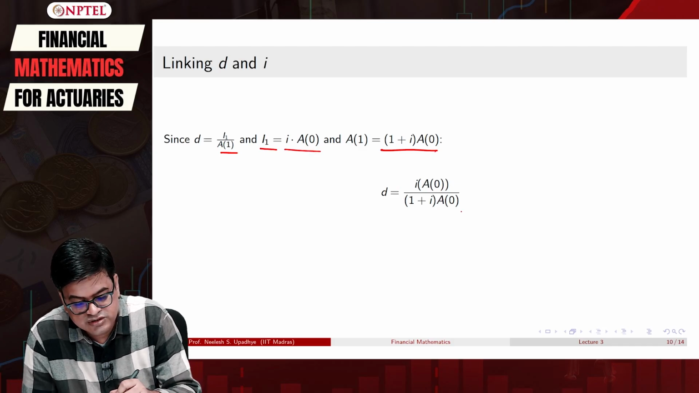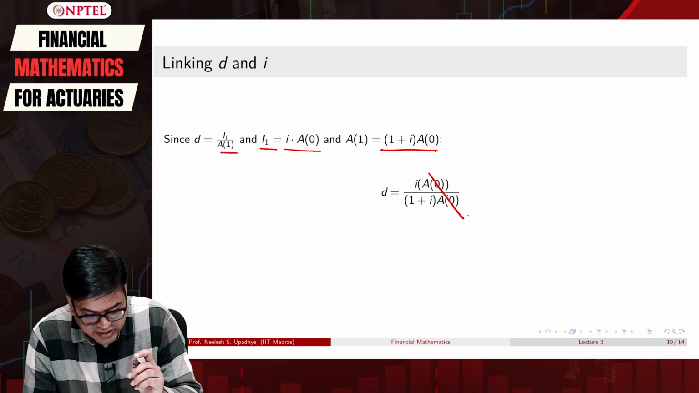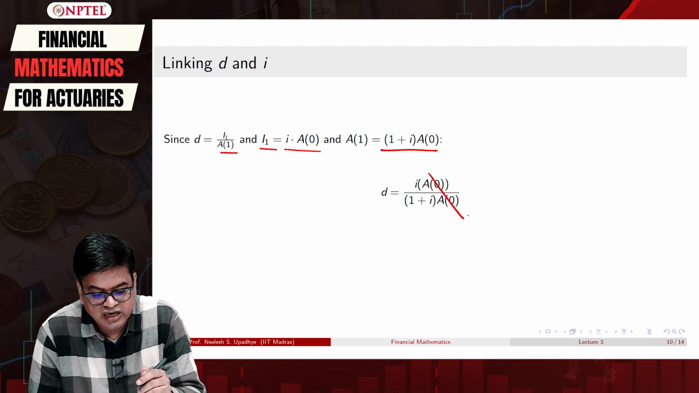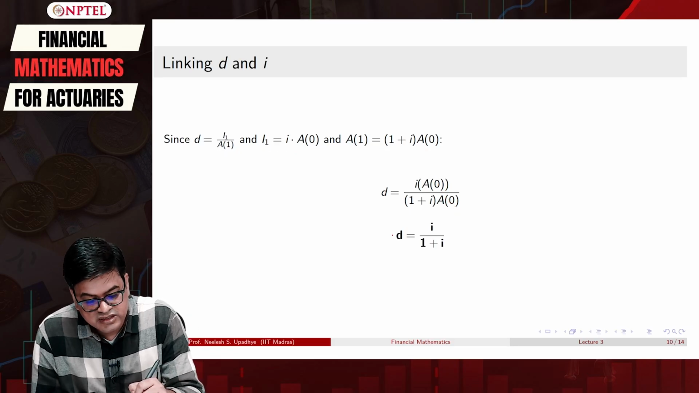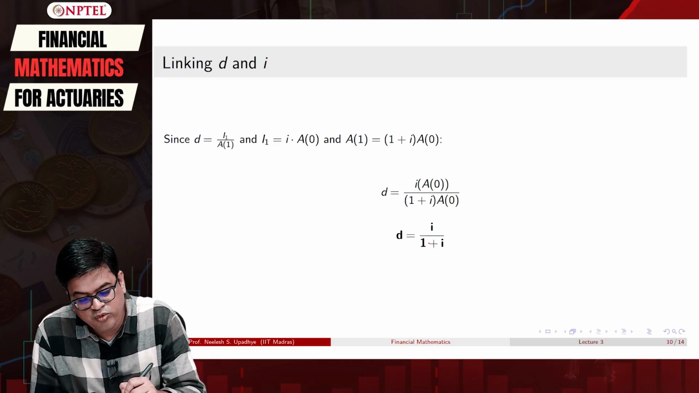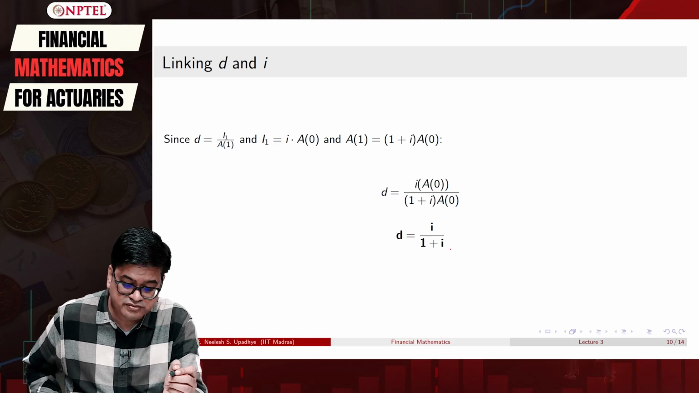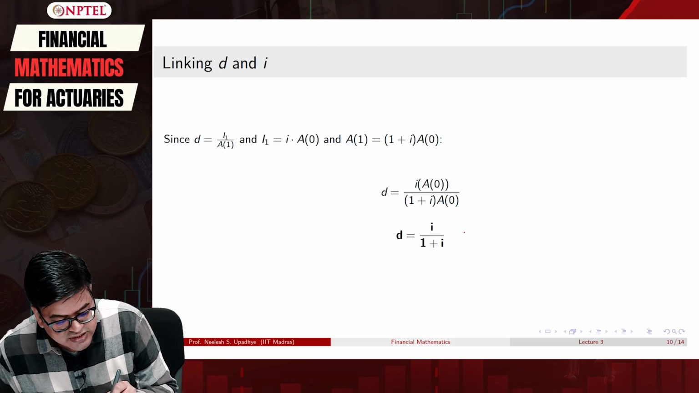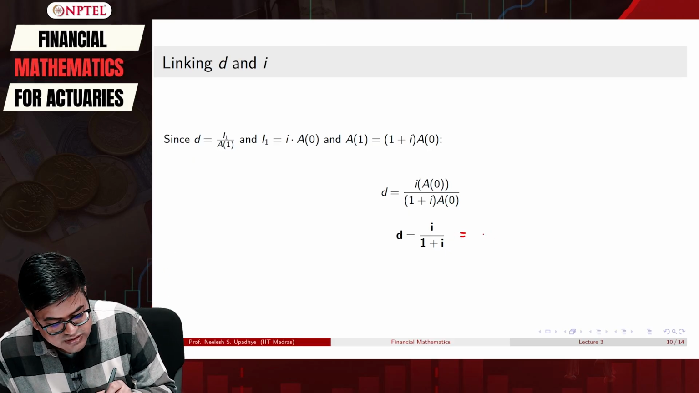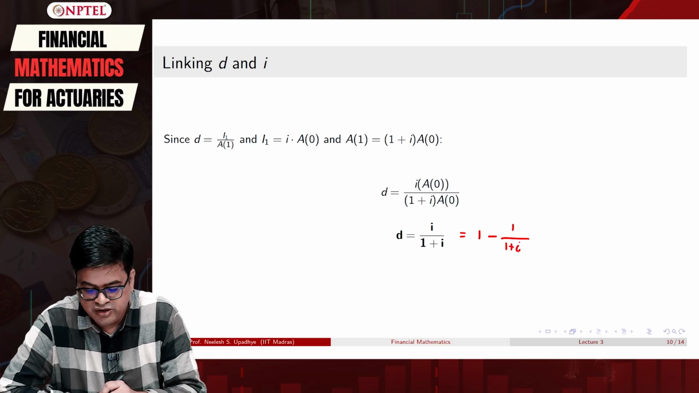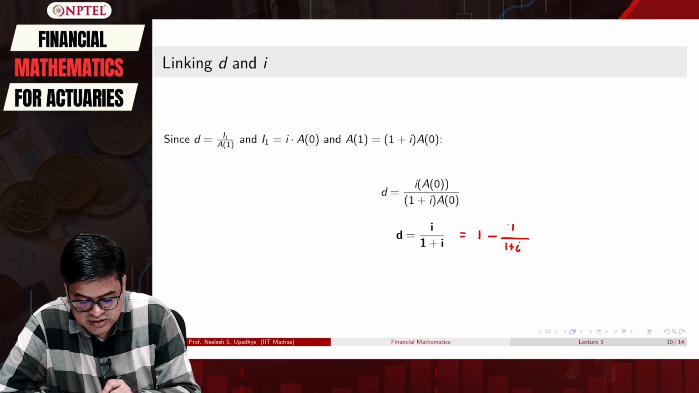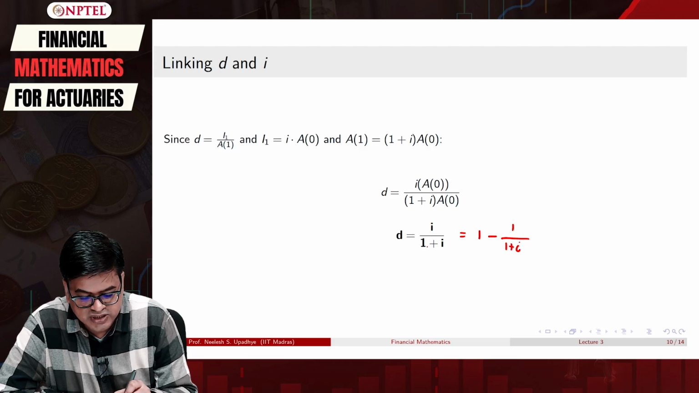Both A0s will get cancelled off and you get I upon 1 plus I. So this is our first relation. Discount rate is I upon 1 plus I. Okay, one more interesting thing I can show is this is also equal to 1 minus 1 upon 1 plus I. You can look at it, 1 plus I minus 1 will give me I upon 1 plus I.